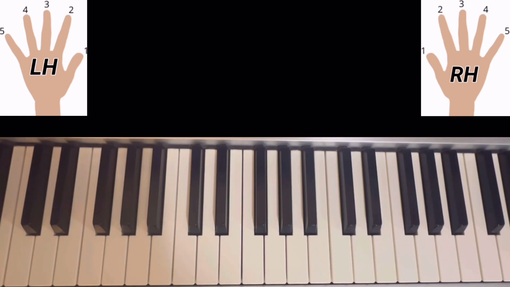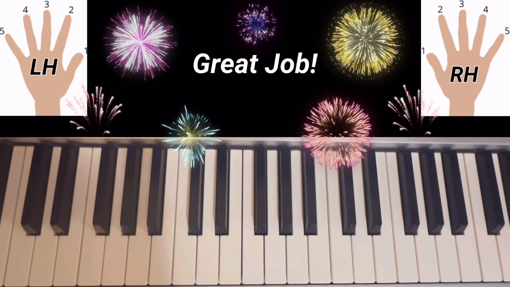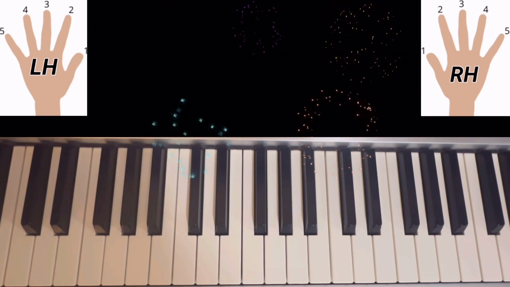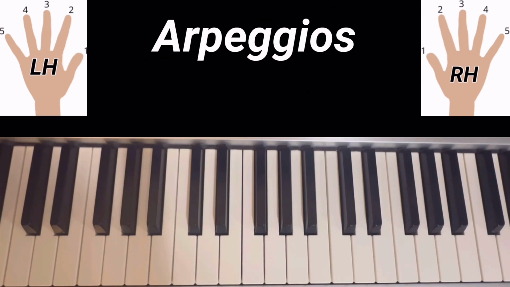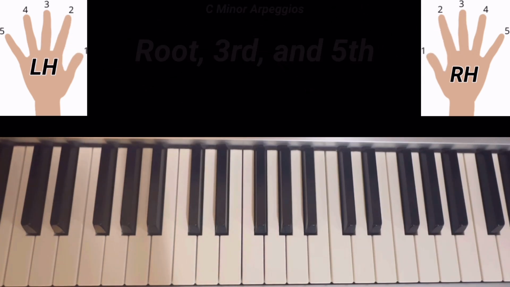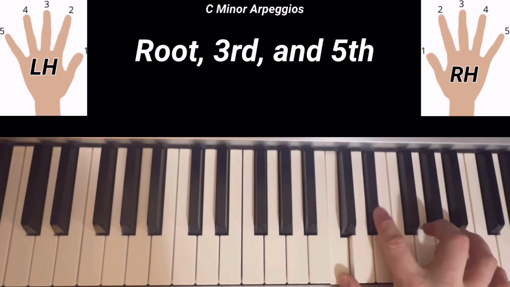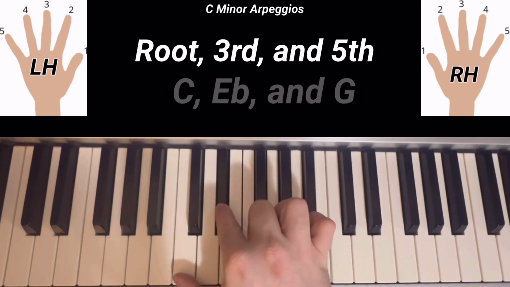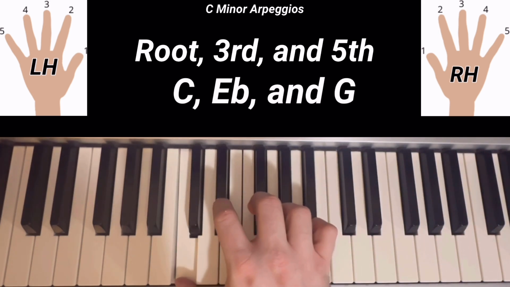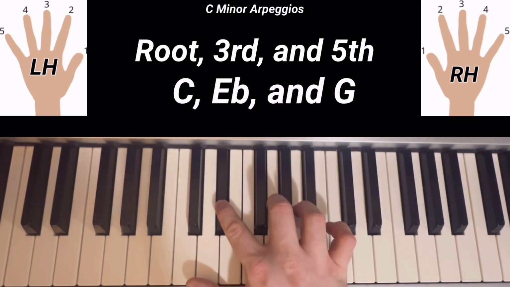If you're following along with the video on your own, great work on those scales. Once you feel comfortable with them, we can move on to the arpeggios. Arpeggios are just runs that play the root, the third, and the fifth notes of the scale. In the key of C minor, these notes will be C, E flat, and G.